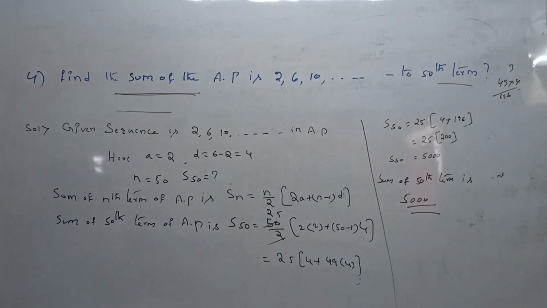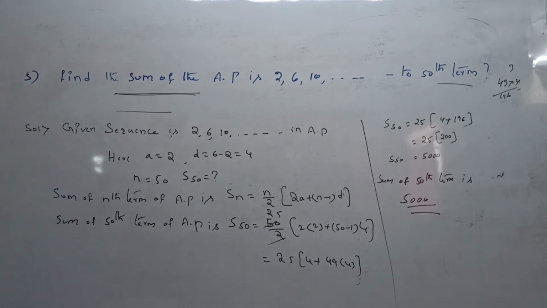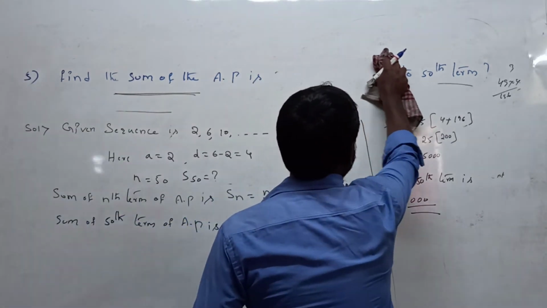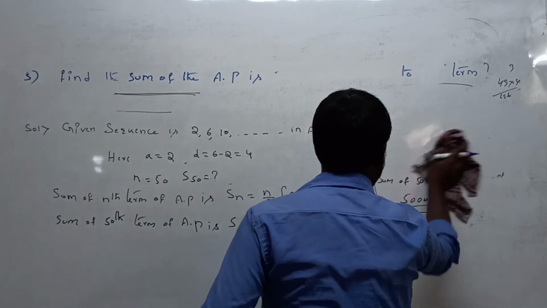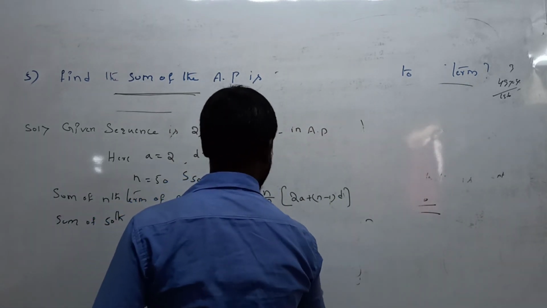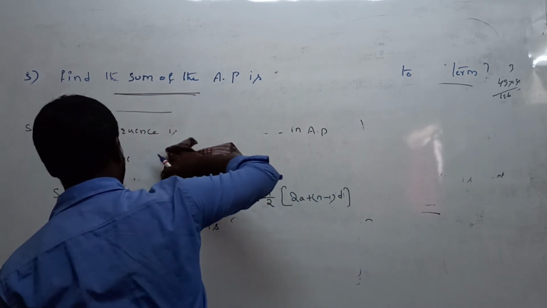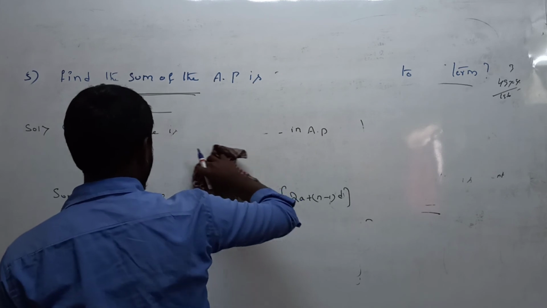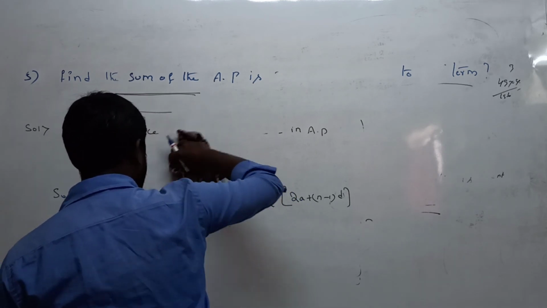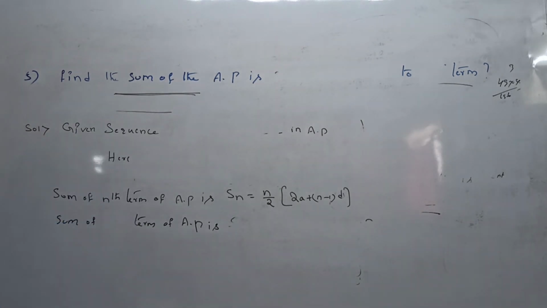Next, fifth question. Very easy. All the questions are only applying one formula. All are related questions only. Final question in this method. So very easy. Here only applying the sum of the nth term of the arithmetic progression formula. All the questions are the same thing only, but values change.